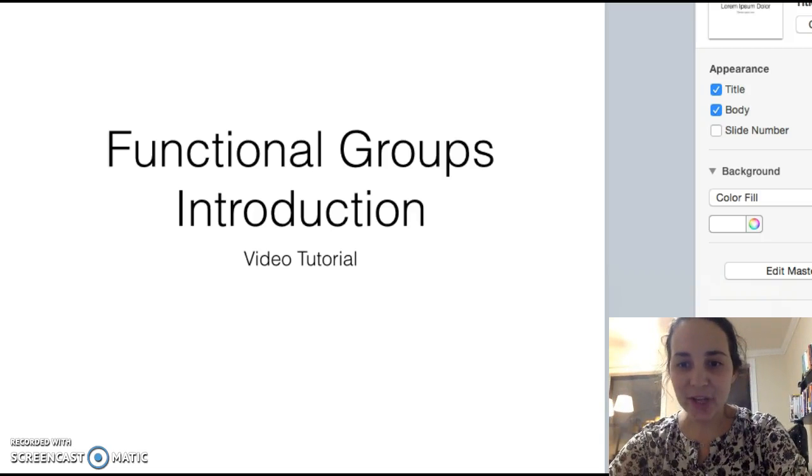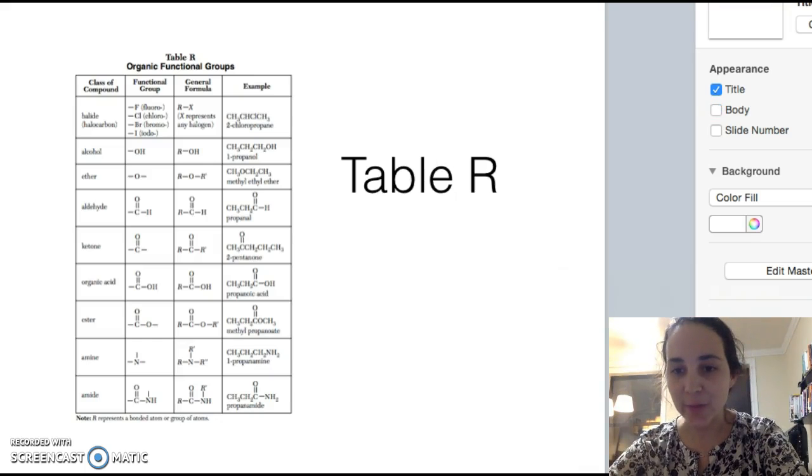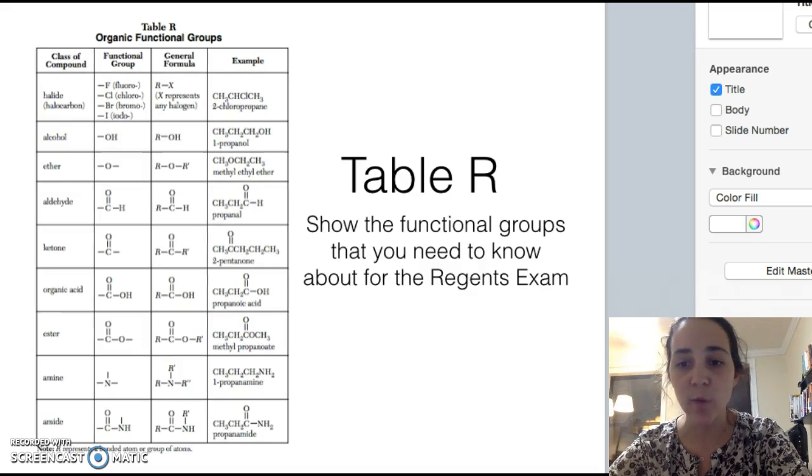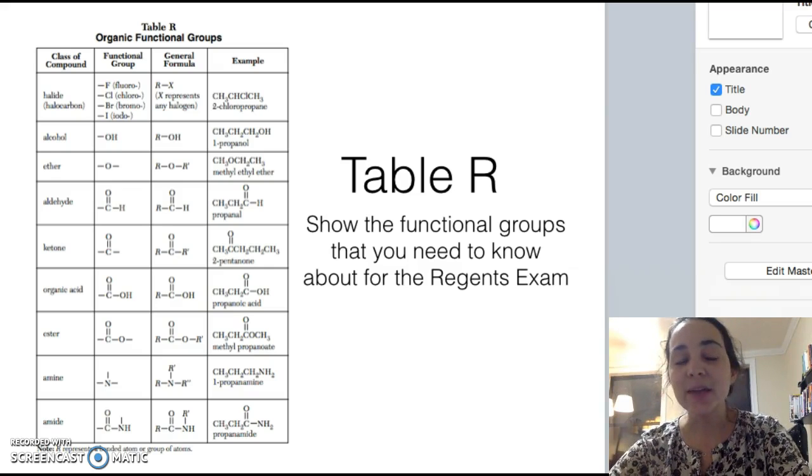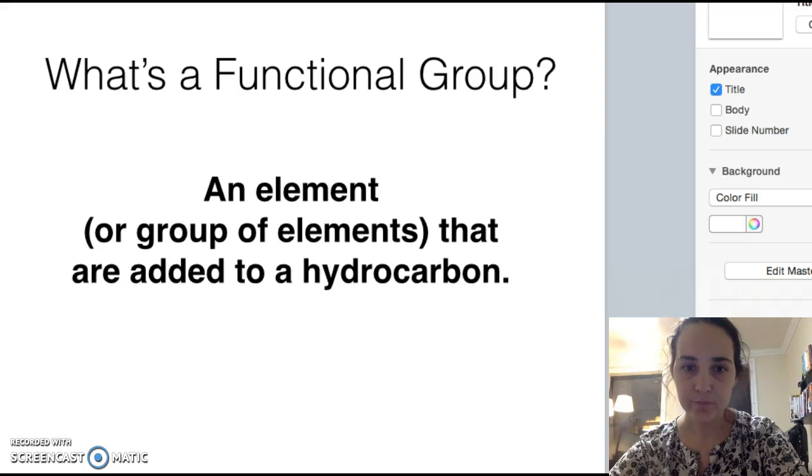All right, so in this video, we're looking at functional groups. Functional groups are groups of atoms or elements that are attached to hydrocarbon chains. Now, on your chemistry reference tables, there's a table that'll help you figure out the functional groups, and that's Table R. Table R can look a little bit overwhelming at first, but the most important things you need to know are how to use Table R effectively so that you can answer types of questions that come up with functional groups on the Regents exam.